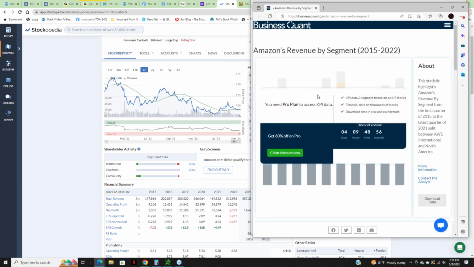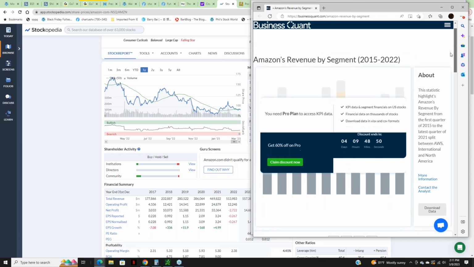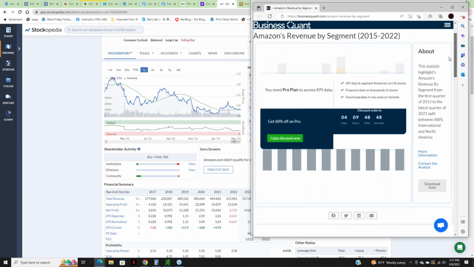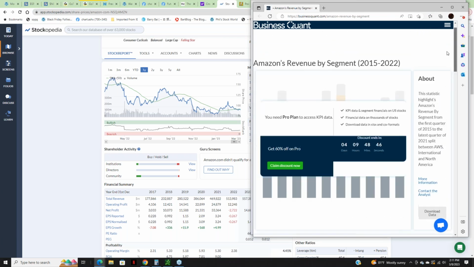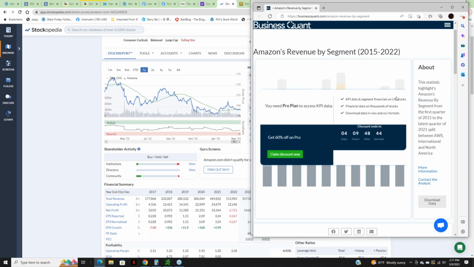Amazon's revenue by segment. How nice. Oh, come on. Boo. Oh, that's annoying. Oh, no, can't download the data.